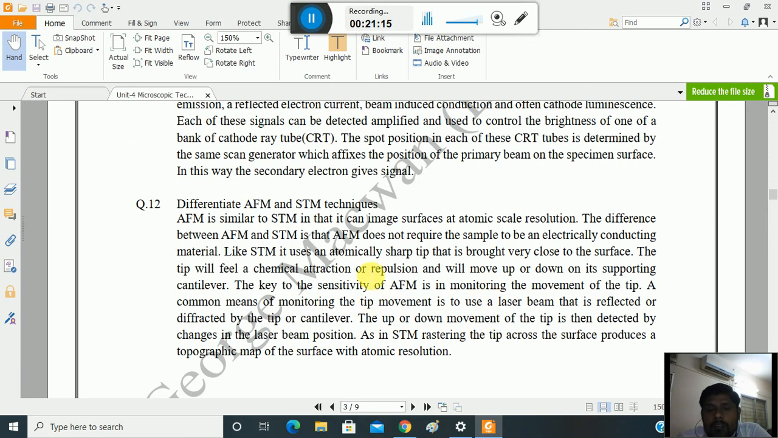So that's all about today's lecture. I discussed with you some short questions in microscopic techniques. In the next lecture, I am going to discuss with you long questions, a long description of the main three techniques: scanning electron microscopy, scanning tunneling microscopy, and atomic force microscopy. Instrumentation, application, working, all the points.